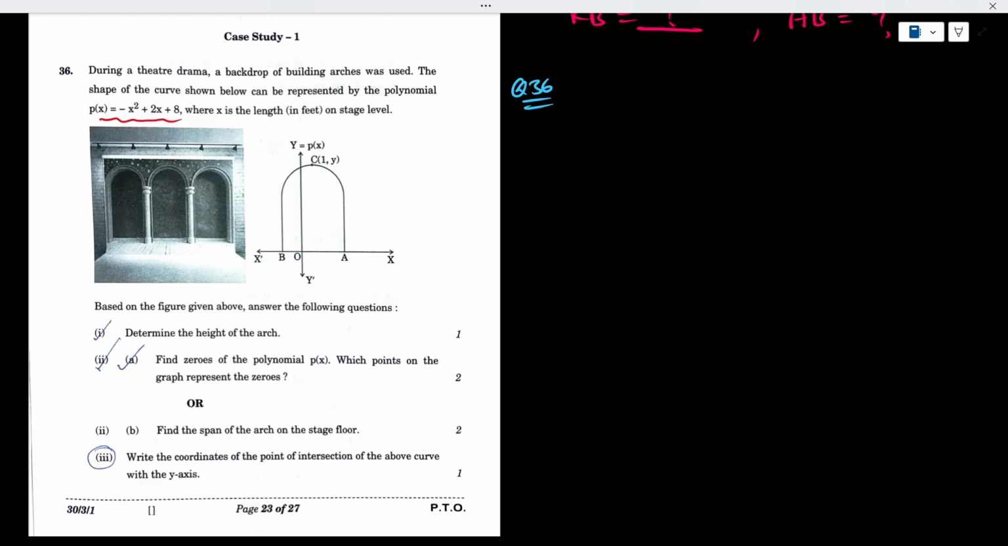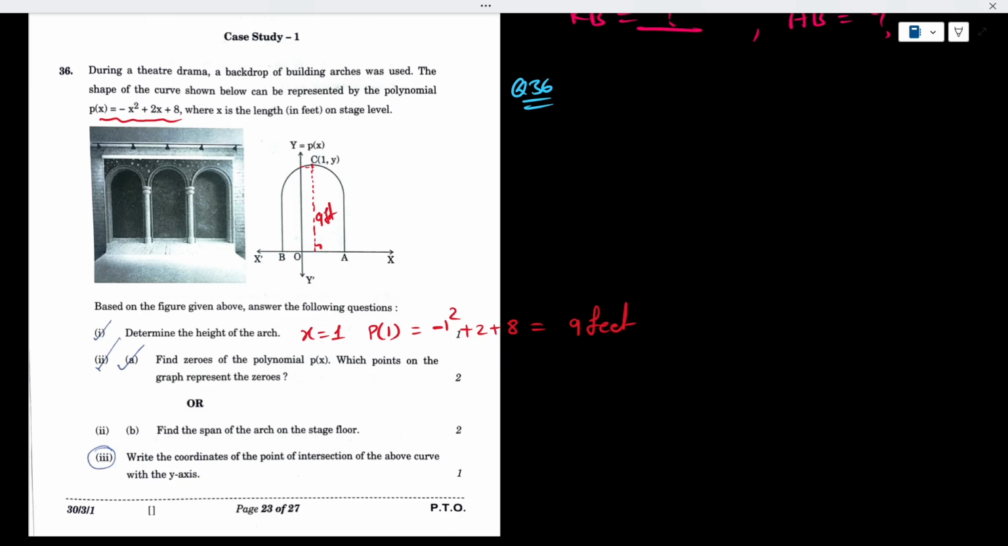Now determine the height of the arc. If you see, the height of the arc means the perpendicular distance, this distance, correct? Which is nothing but the y. But we are having only the x coordinate. So when x is 1, you just need to get the value of p(1), and that is going to be the height. If you take minus 1 square plus 2 plus 8, you will get 9 feet as the height. So this height is 9 feet, right?